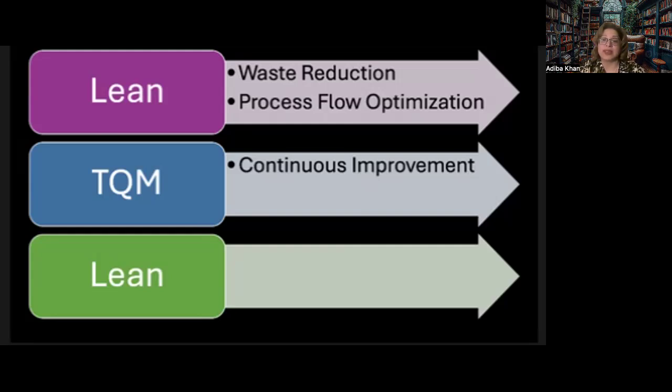Now, lean is all about prioritizing efficiency. Six Sigma prioritizes having near perfect quality, and TQM prioritizes a comprehensive quality culture across the entire organization. So that's pretty much, in a nutshell, a way to differentiate the three methodologies.